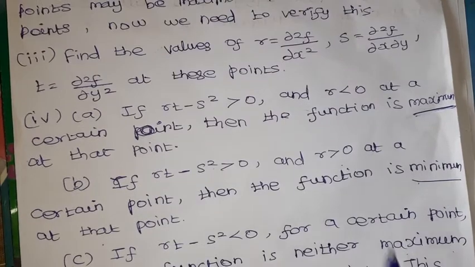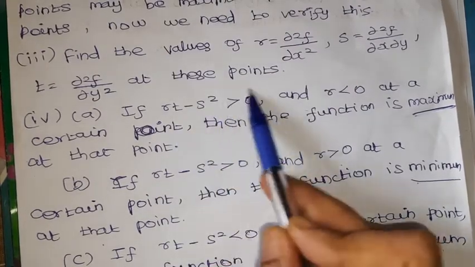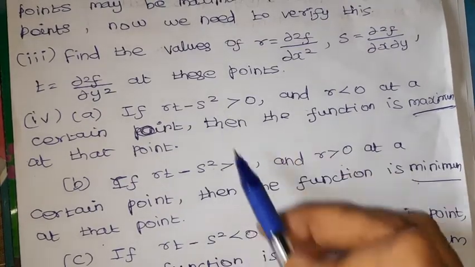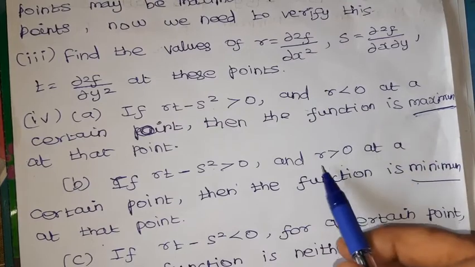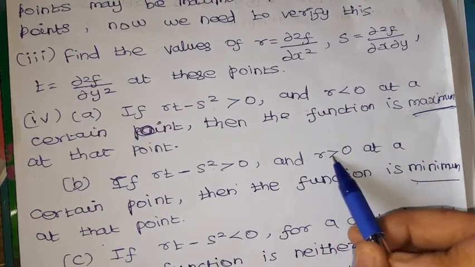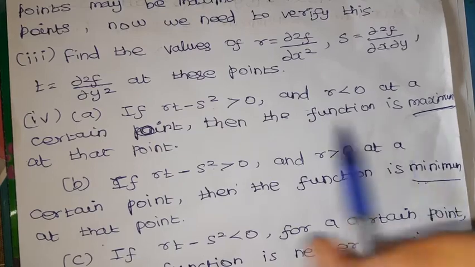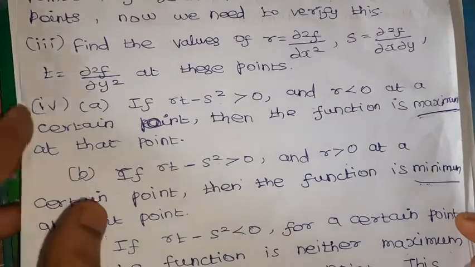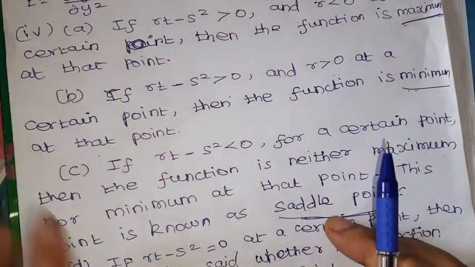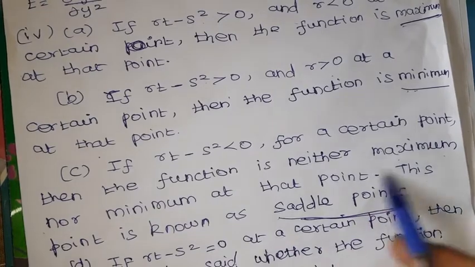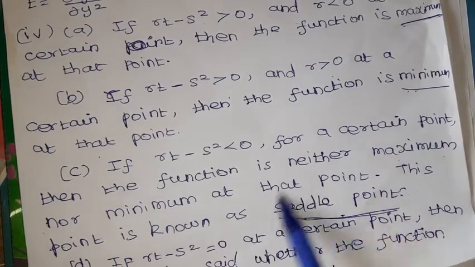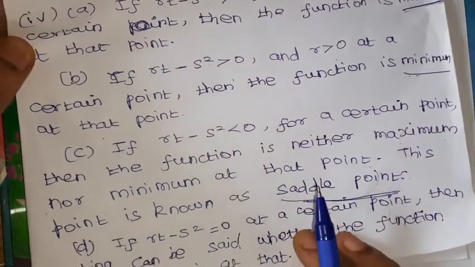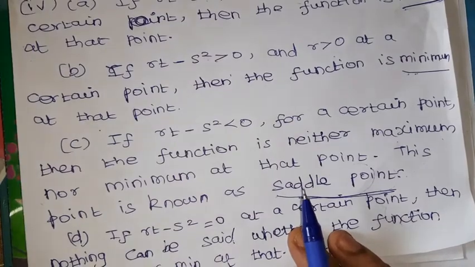For maximum and minimum, what is the condition? rt minus s squared should be greater than 0, either for maximum or minimum points. Then r also greater than 0 means the given point is minimum. r less than 0, then the function is maximum. If rt minus s squared is less than 0, it is neither maximum nor minimum at that point, otherwise known as a saddle point. There may be a question: what is a saddle point? Saddle point means neither maximum nor minimum at that point.